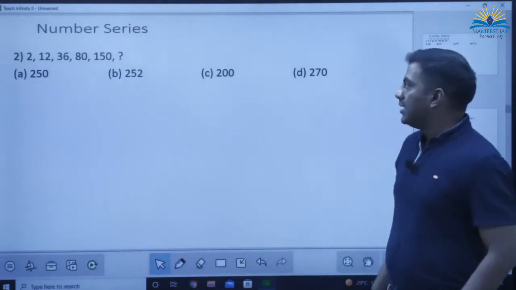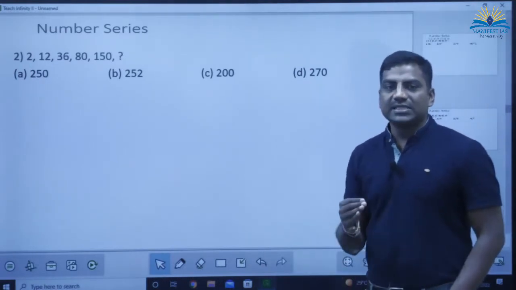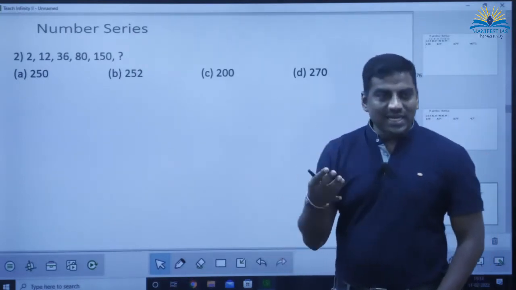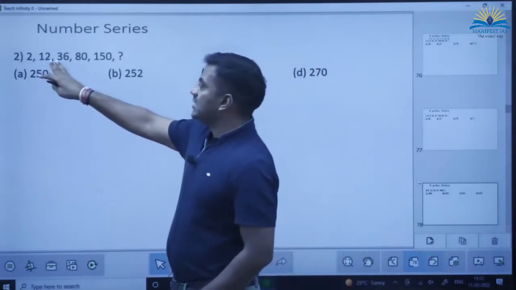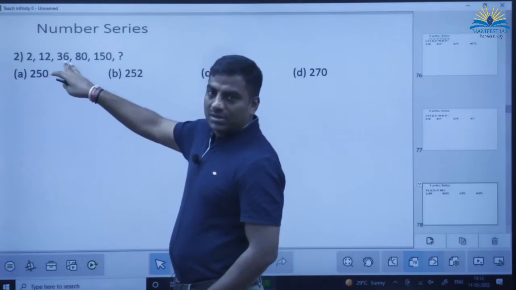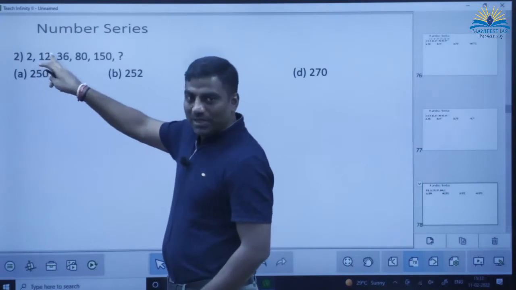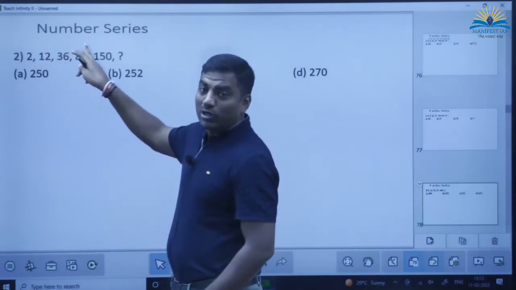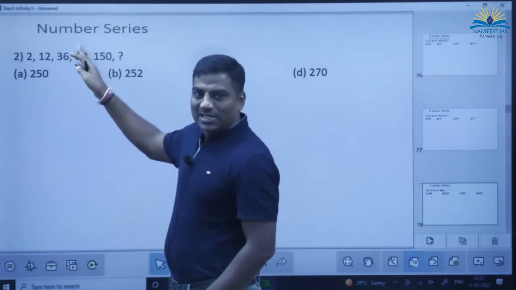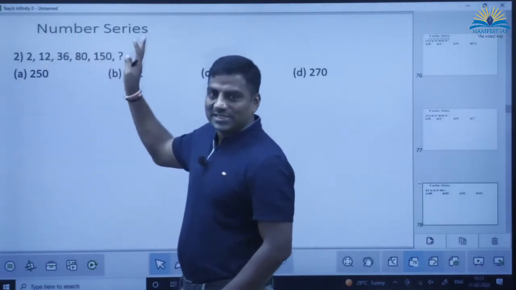Next, 2, 12, 36, 80, 150. What are you sensing? Is it increasing arithmetically or geometrically? But that is not the final. Again, it is trial. Here, 2 6s are 12. 12 3s are 36. Then what should I bring here actually? You don't know, right? If it was 2 6s are 12, then 12 6s are 72, I would have applied 6 again.